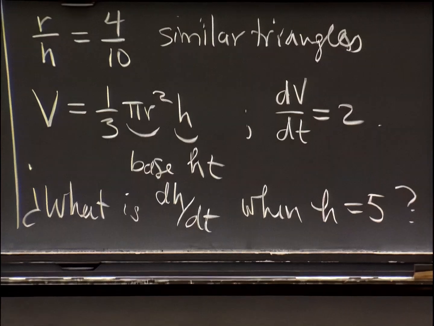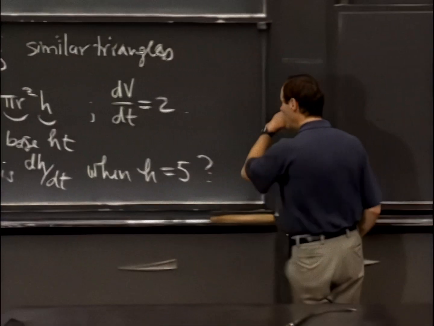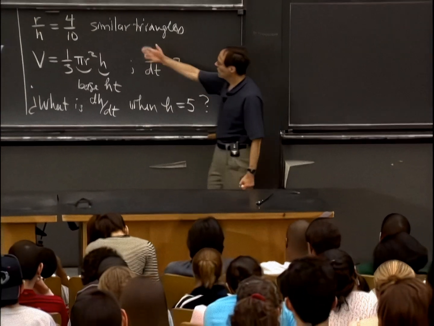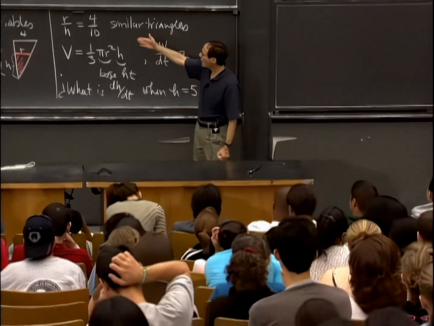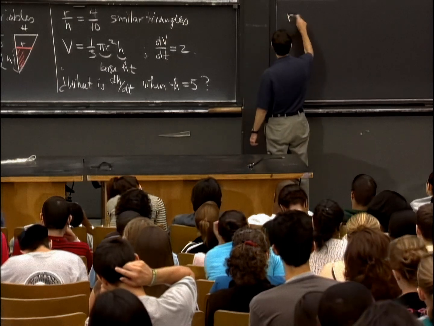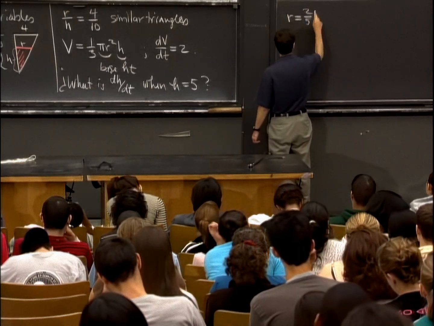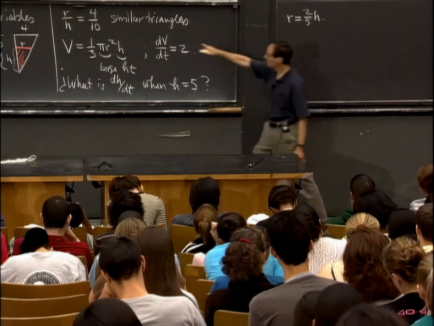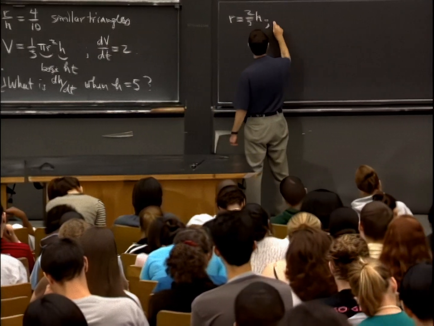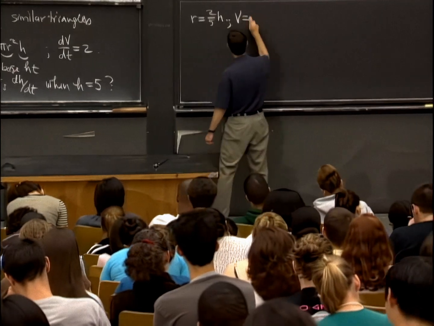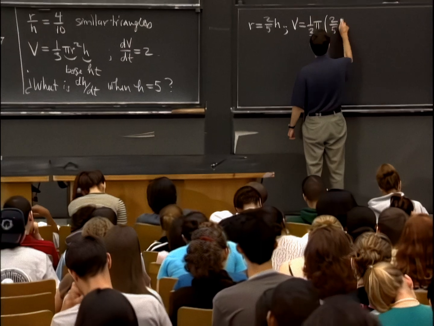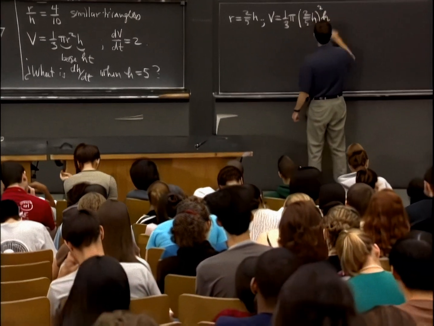All right, so let's carry it out. So look, you could do this by implicit differentiation, but it's so easy to express r as a function of h that seems kind of foolish. So let's write r as 2/5 h. All right, that's coming from this first equation here. And then let's substitute that in. That means that V is equal to 1/3 pi times (2/5 h) squared times h.